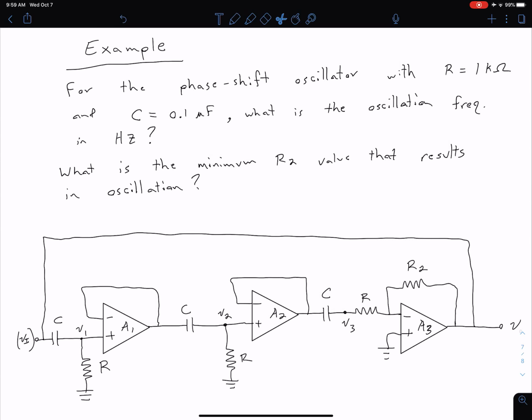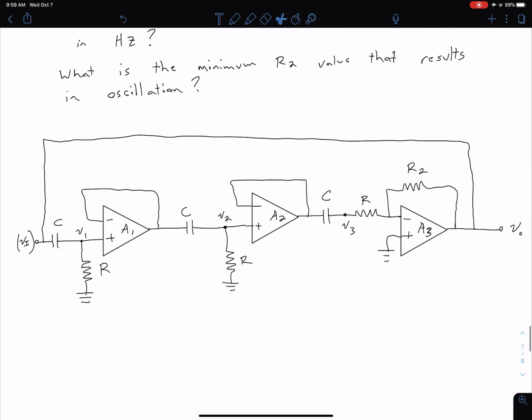Let's look at an example. Here we want to consider the same RC phase shift oscillator that we saw in the previous video. In this case, we're told that we have an R value equal to 1K and a capacitance equal to 0.1 microfarad. We want to find two things: the oscillation frequency in hertz, and the minimum R2 value that's going to result in oscillation. Here's the circuit copied from our previous video.